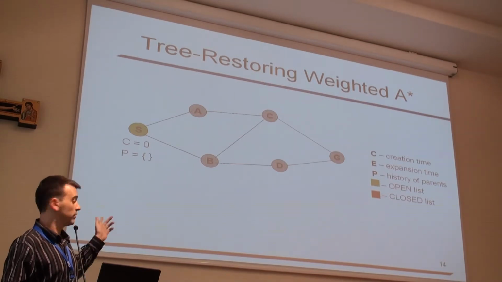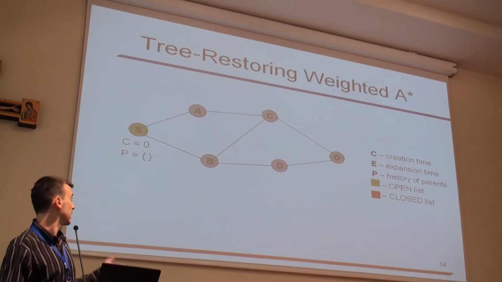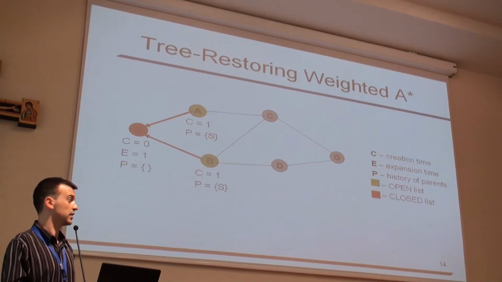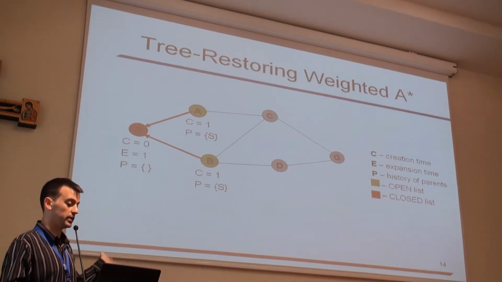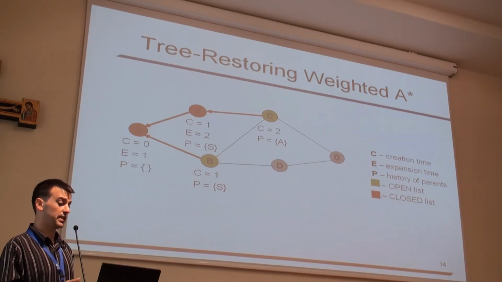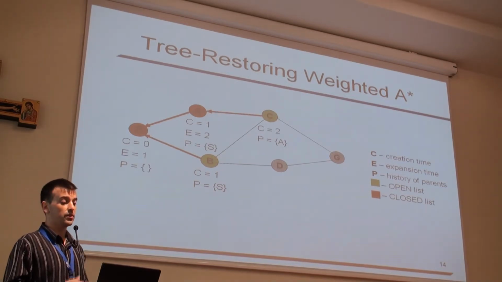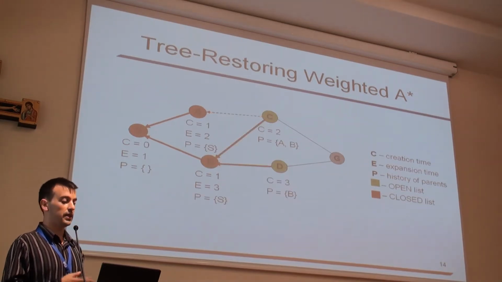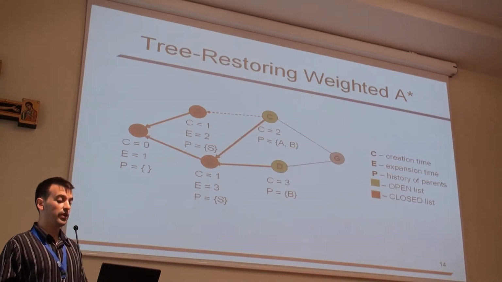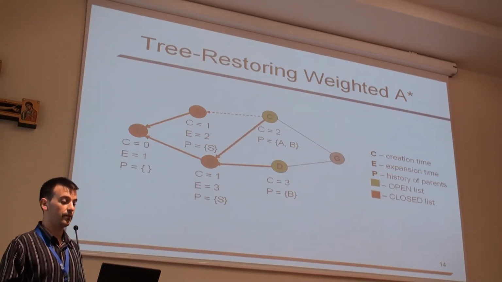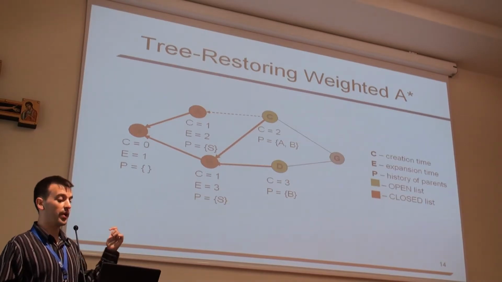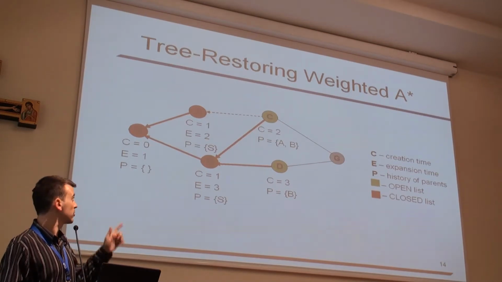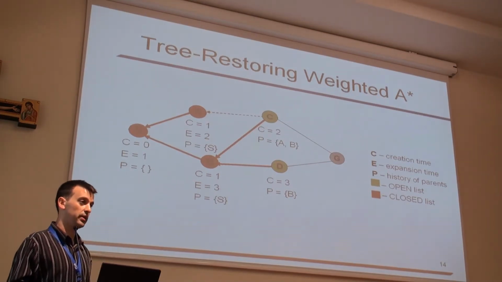So at time 0, the only state we know about is S. It's created at time 0, and it doesn't have any parents. At time 1, we expand S and create two new states, A and B, with parent S. Then let's say we expand state A. This creates one new state, C, which is created at time 2, and its parent is A. Then let's say we expand B next. This creates one new state, D, which is created at time 3, but also let's say B is a better parent for C than A was. So we need to update the parent of C to be B, but we will also remember that A used to be a parent of C.